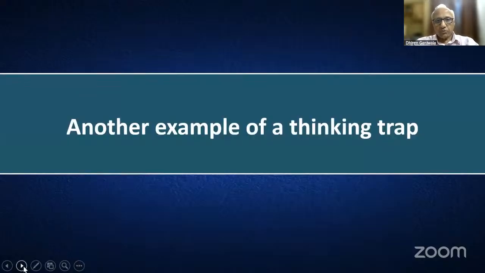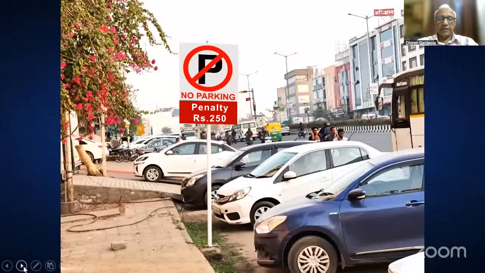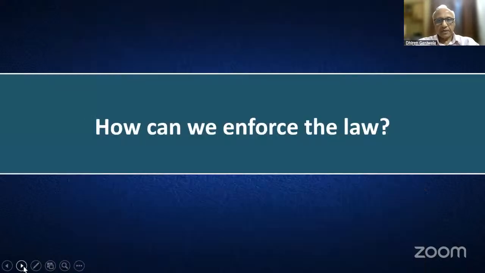Before we move on to the second point, I would like to give you another example of a thinking trap. In one major city, they put up a board saying that this area or zone is a no parking zone, and if you park your vehicle here, you will have a penalty of 250 rupees. As you see in this picture, people have parked their vehicles here. Someone had a thought: let me try something different. The question was, how can we enforce the law?